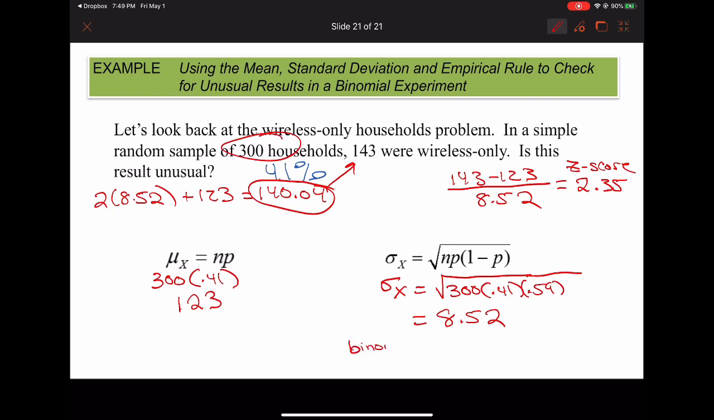Then we can do binom PDF with 300, 0.41, 143. And that gives me, that's funny, about 0.003 again, which is still less than 5%. If I was in class right now with you face to face, I would ask, which one is your favorite way to calculate whether or not this is unusual, and why?